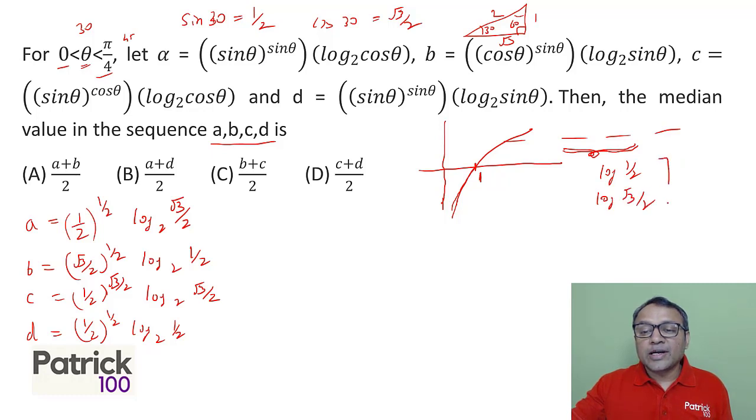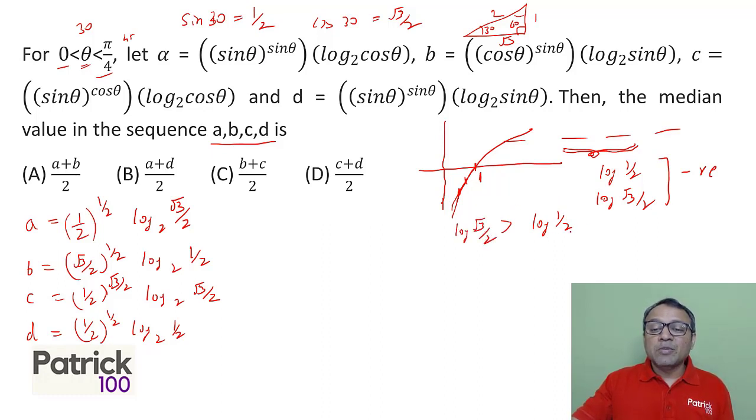So I'm just trying to understand the fundamentals. Also, if you look at it, half as such is less than root 3 upon 2, so log of half will be more negative than log of root 3 upon 2. If it's more negative, that means log of half in terms of value is less than log of root 3 upon 2. Log of half is basically more negative.